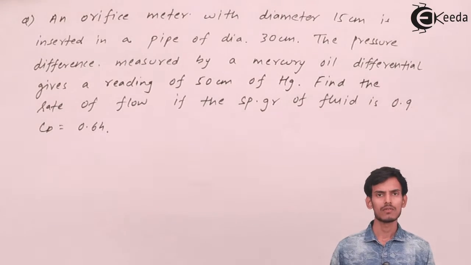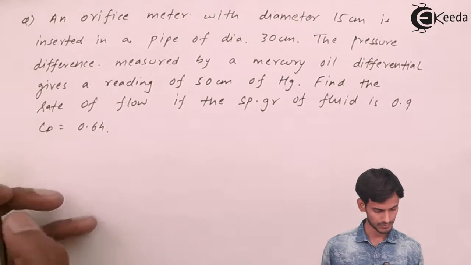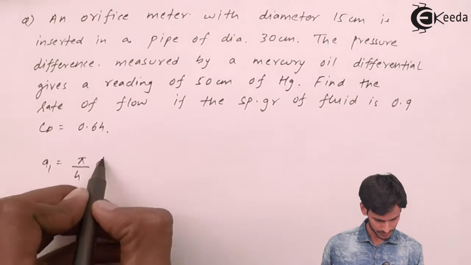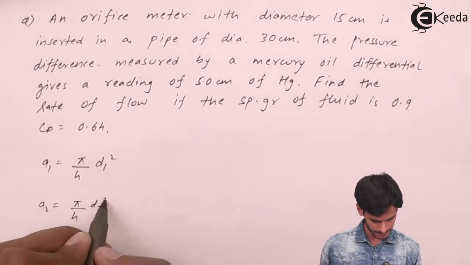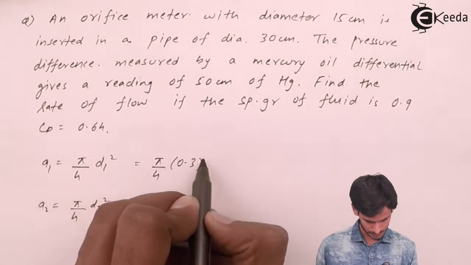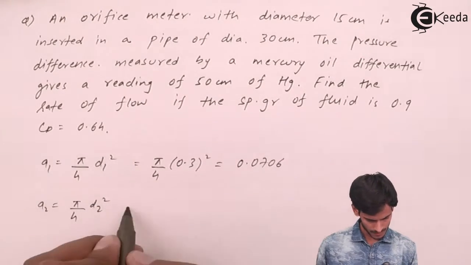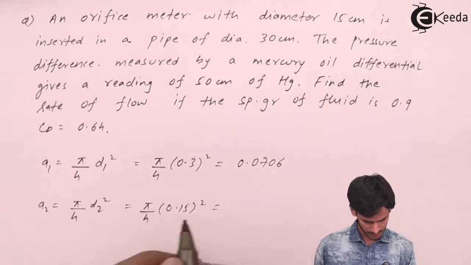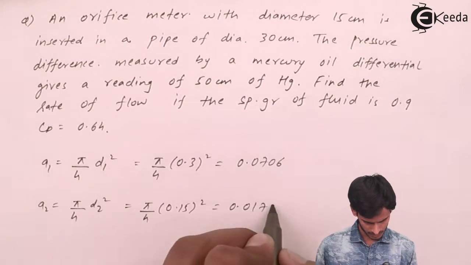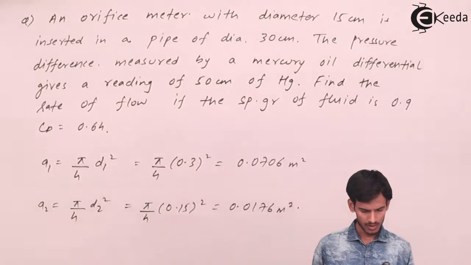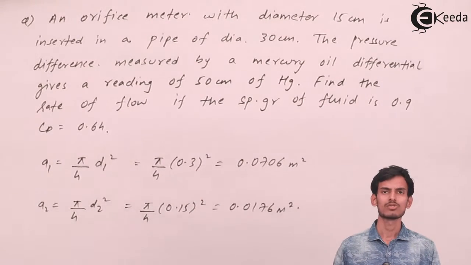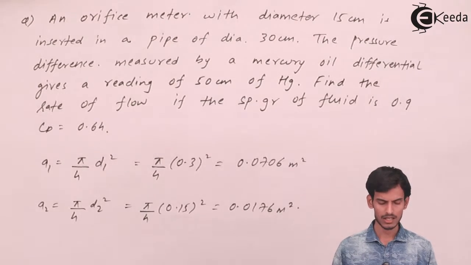So it's a similar question on Venturi meter, but the difference is here it's orifice meter, so the areas will be different. The area will be the area of the orifice and the area of the pipe. So let's calculate the areas first and then substitute the values in the formula. Now we've got the value of A1, A2. Next is to calculate the value of H and then get the value of discharge.